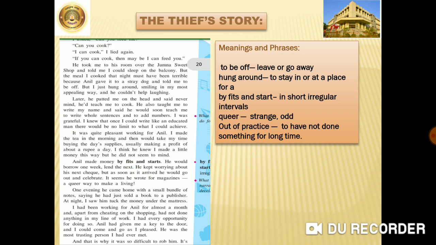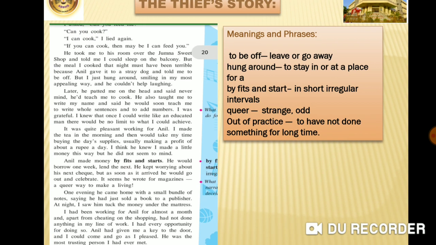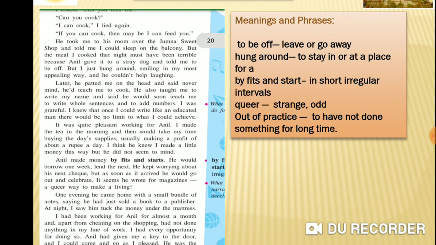Now the narrator here is saying that Anil knew that he was robbing one rupee every day. But Anil did not question him any time because Anil knew he was not able to pay the person there. Next is, Anil made money by fits and starts. Now previously also I said Anil was not a successful person. So he used to work hard at very short or irregular intervals to get money. He did not get salaries from anywhere.